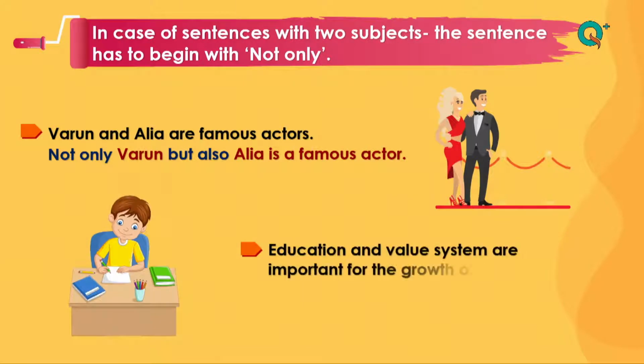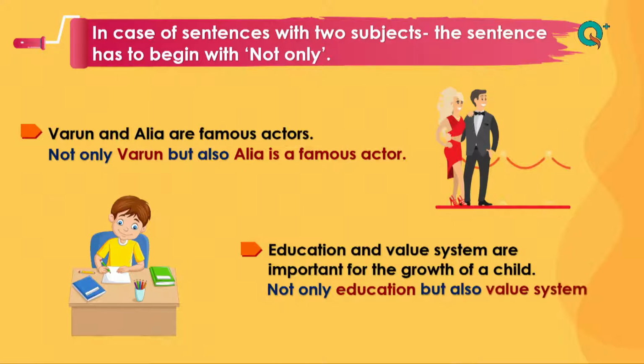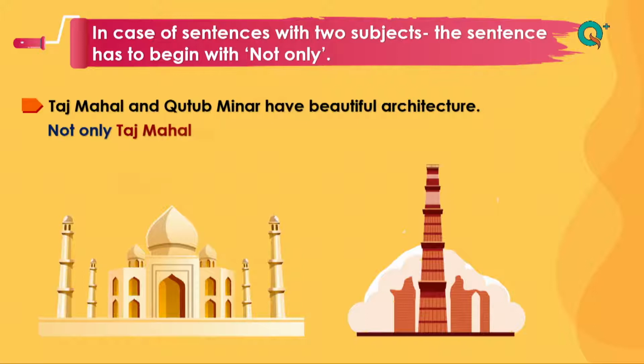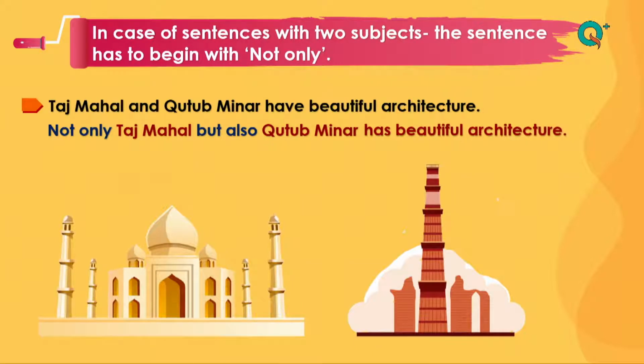Education and value system are important for the growth of a child. Not only, the first thing that we'll put is education. The replacement of and will be but also. Value system, and then are will turn into is important for the growth of a child. So whenever we have two subjects, the verb will agree to the subject closest to it, which is generally the second subject. Taj Mahal and Qutub Minar have beautiful architecture. Not only Taj Mahal, but also Qutub Minar has beautiful architecture.